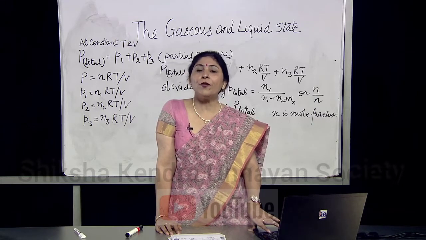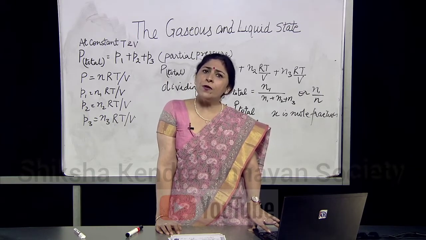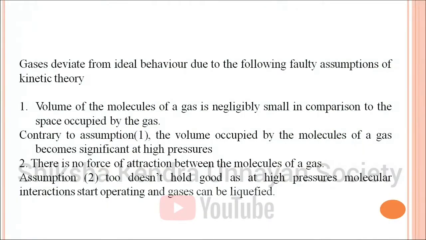Now, gases deviate from the ideal behavior due to the following faulty assumptions of kinetic theory. First is, as per kinetic theory, the volume of molecules of gas is negligibly small in comparison to the space occupied by the gas. But contrary to assumption 1, the volume occupied by molecules of gas becomes significant at high pressure. As I have shown you with the syringe example, when we apply pressure, the volume becomes lesser. So, we can see that there is a significant volume of the gas molecules.